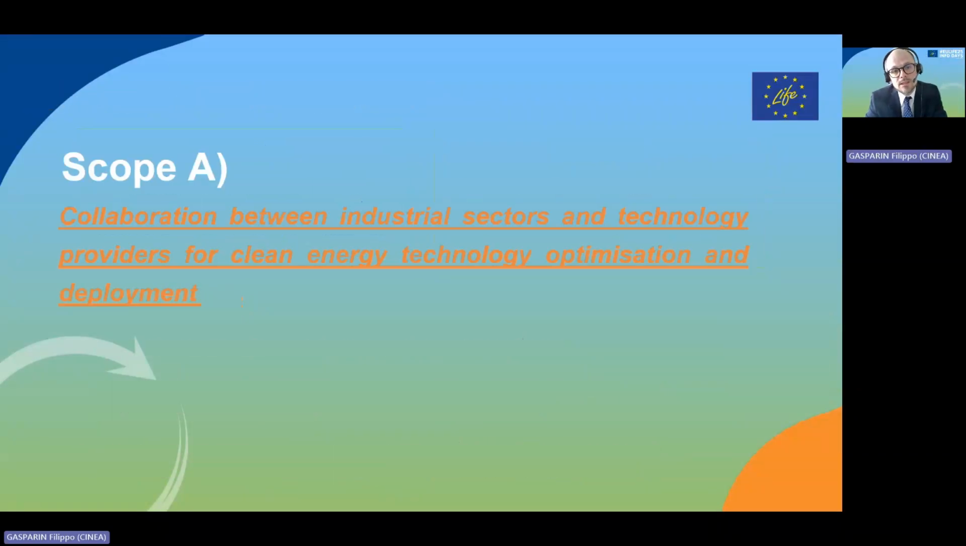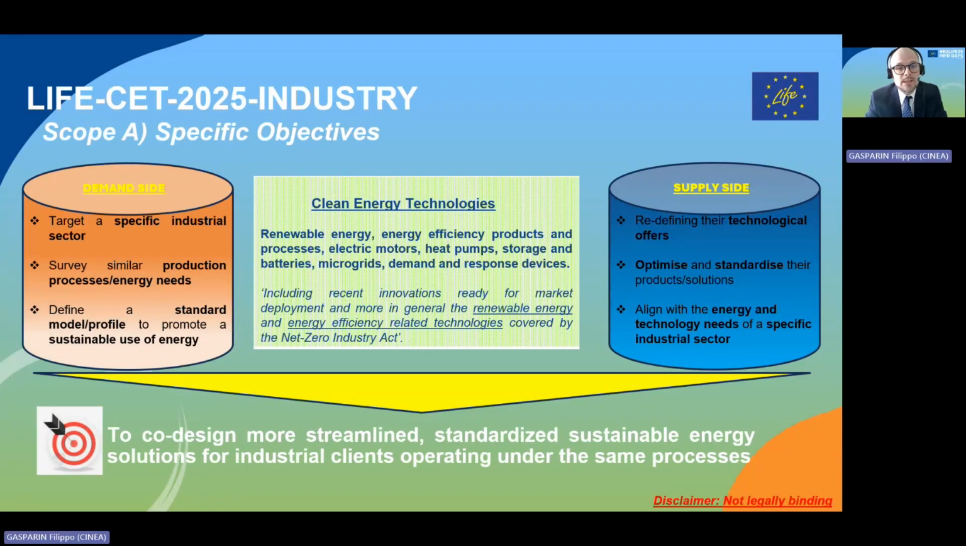Moving on to scope A, which is very much in line with the overall objectives of the Net Zero Industry Act. Indeed, if we look at the specific objectives of scope A, we will see that the aim is to foster the production, the manufacturing of clean energy technologies at the European level by bridging the gap between the demand and supply side. So if we look at the demand side, proposals will have to target a specific industrial sector, so supporting companies to analyze and survey their industrial process, their production processes and related energy needs in order really to define a standard model, a standard profile that shall facilitate the collaboration with the supplier.